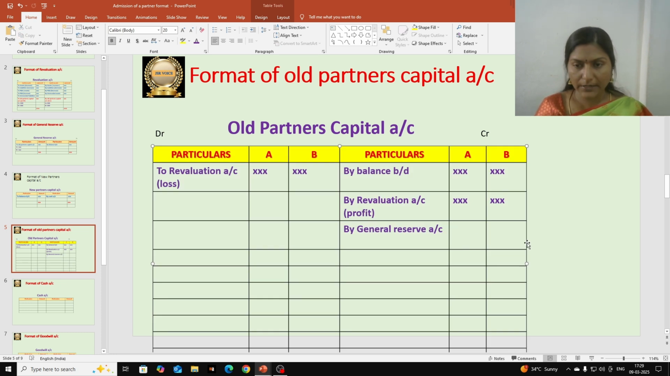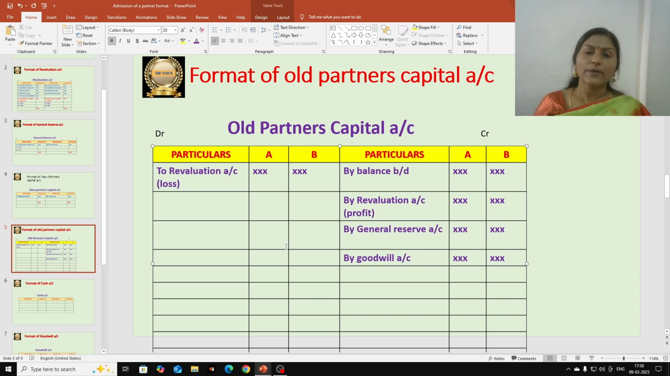And here I am writing XXX, but whatever we distribute there in general reserve we should write here. Okay, next, in every question we may have goodwill. If we have goodwill we should distribute to old partners, so here we should write it by goodwill account. Okay, we should distribute for these persons to partners and we should record here.